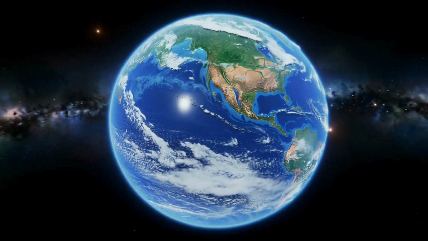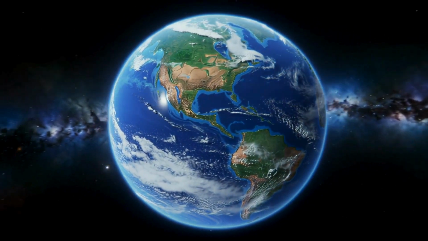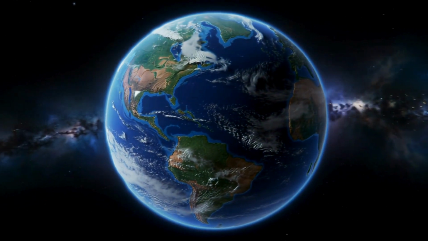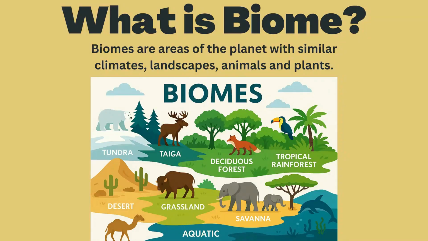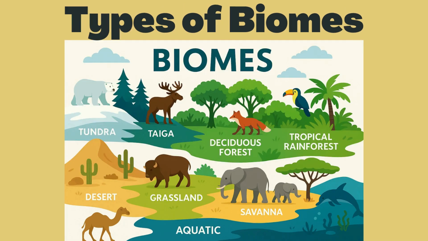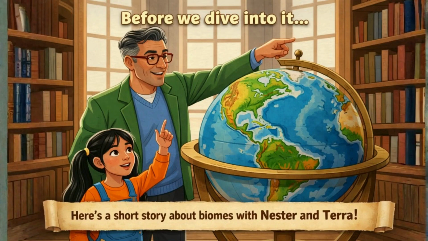Today we're exploring biomes, Earth's natural neighbourhoods, shaped by climate and home to amazing plants and animals. A biome is a large area of Earth that has a similar climate, plants and animals. Earth is divided into different types of biomes. Before we dive into the details, let's learn through a short story. Join Nestor and Terra as they travel across Earth and discover its different biomes.